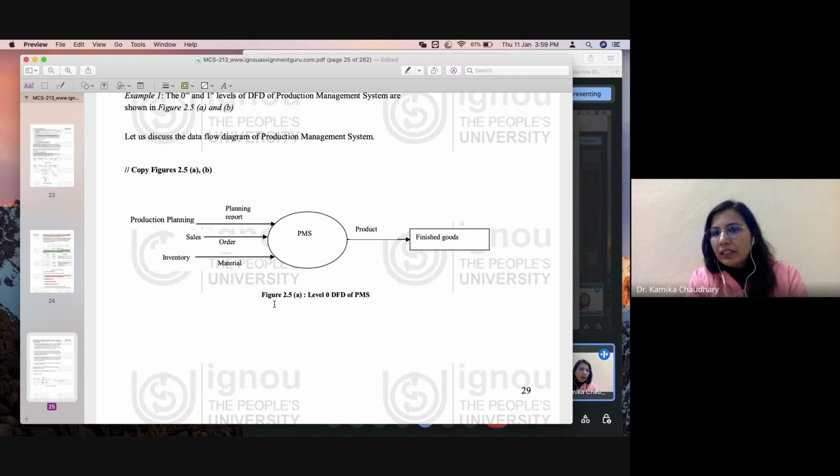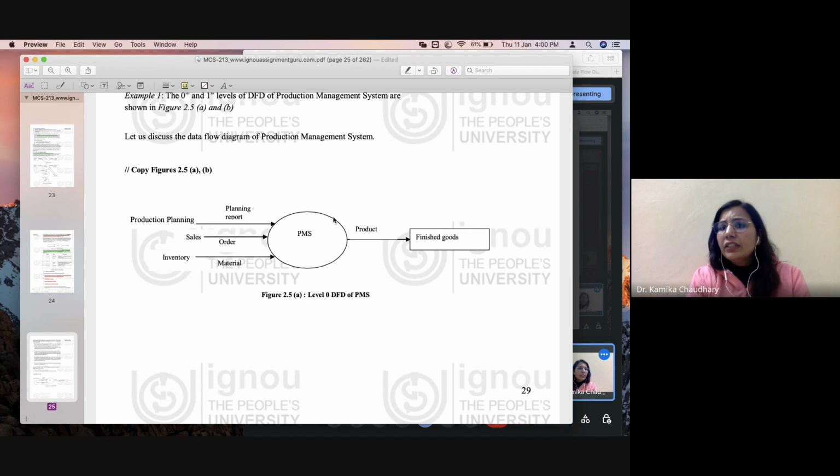So how is my level zero DFD going to be shown? It will tell me about the entry of the data from all the departments. Data is coming from the production planning department, from the sales department, and also from the inventory department. What will be the names of my data? From production planning, I'm getting the planning reports. From sales, I'm getting the orders. And from inventory, I'm getting the description of the materials.